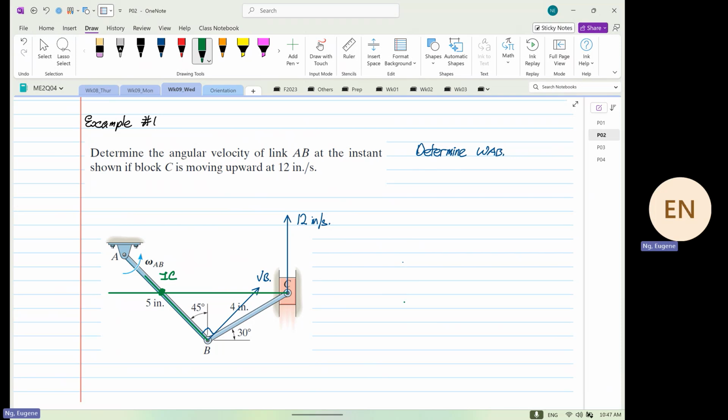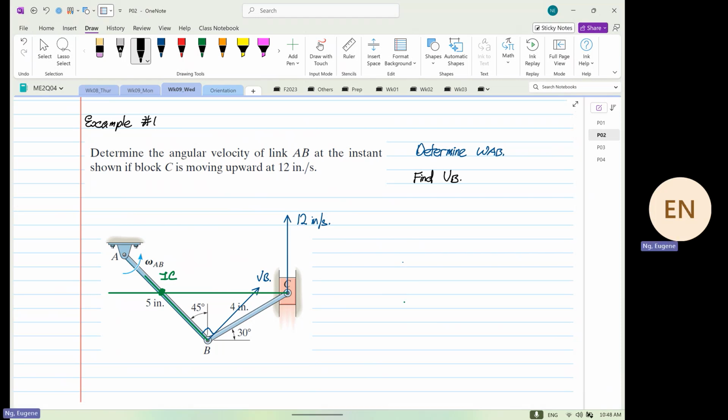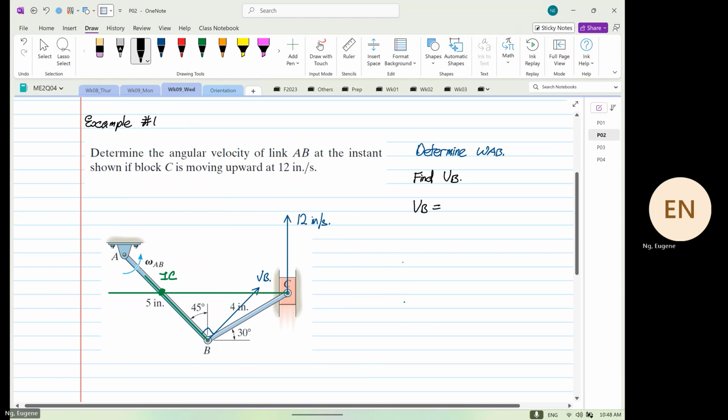So what are we trying to do down here? First of all, we have to find VB. Okay, we have to find VB, and then after we find VB, we can use VB is equal to omega AB times RAB. This is the one that we want to determine. But first of all, what is our VB?